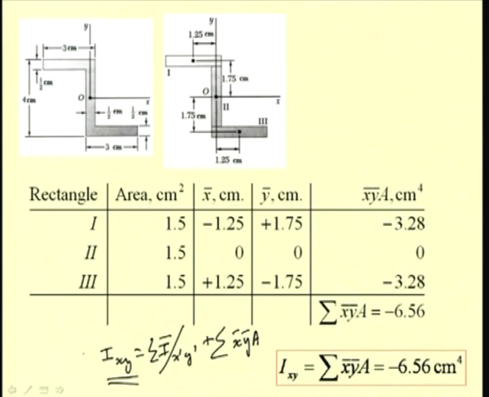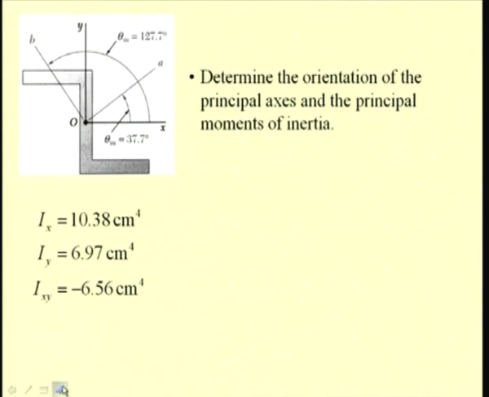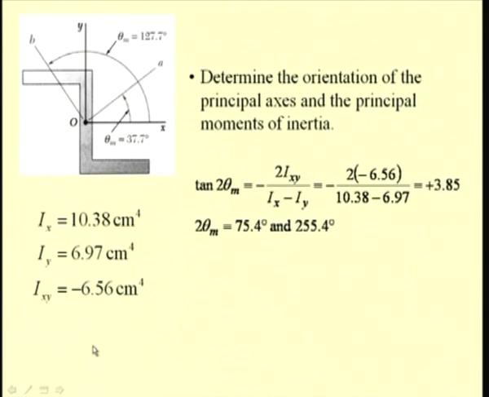Now, we can move on to find the principal moments. We know this Ix, Iy, and just now we determined Ixy as minus 6.56 centimeter to the power of 4. So, now we can determine the orientation of the principal axis and the principal moments of inertia by considering this equation, tan 2 theta m, where this angle theta m is the angle of the principal axes.